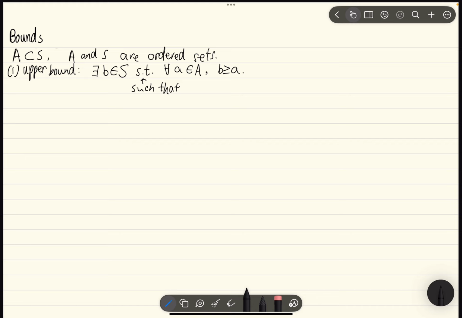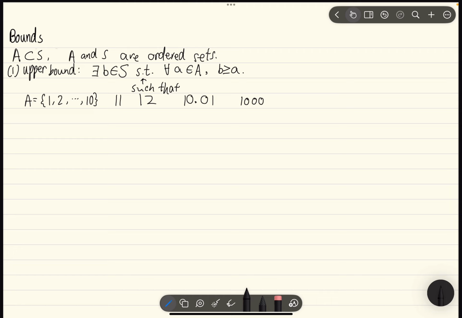So this is pretty self-explanatory. For instance, for this set A, which is an ordered set, we have 1, 2, all the way to 10. We know that an upper bound could be 11 because this number is larger than all of these elements. Or it could be 12. It could be 10.01. It could be 1,000. There are a lot of upper bounds. There are an infinite number of upper bounds for this ordered set A.